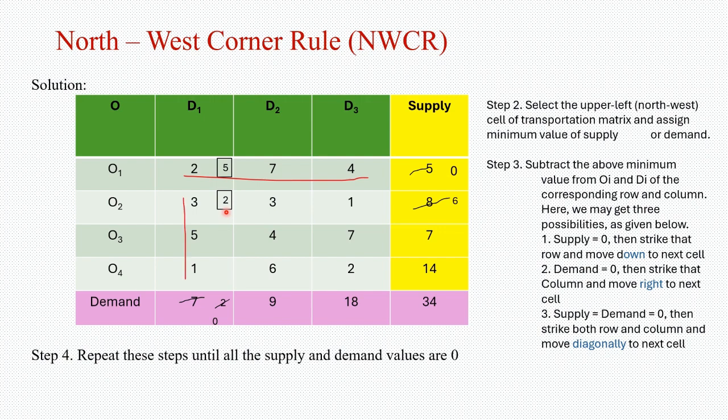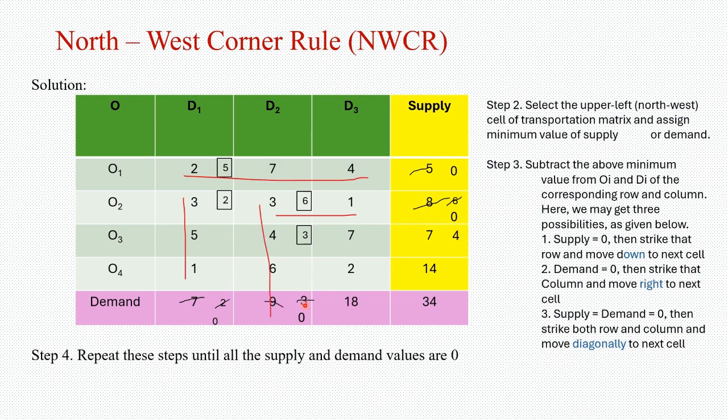Now we move to the right, between 6 and 9. 6 is less, so the minimum value is 6. 6 minus 6 is 0. 9 minus 6 is 3. Supply becomes 0, row is cancelled. Now we move down, here 7, here 3, minimum value is 3. 7 minus 3 is 4 and 3 minus 3 is 0. Demand is 0, so the column is cancelled.